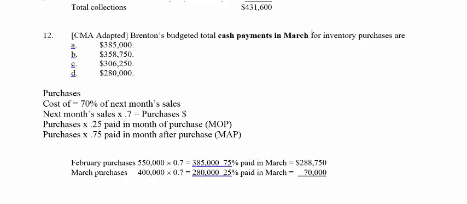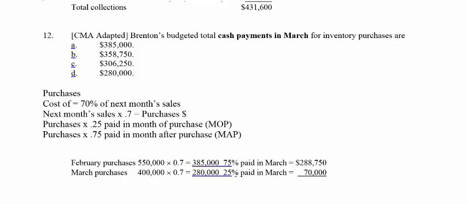So we're looking for cash payments in March. In March, we have purchases based on April's sales of 400,000. 400,000 times 0.7 tells us $280,000 worth of purchases would have been made in March. In the month of purchase, 25% is going to be paid. So 25% of 280 is 70,000.